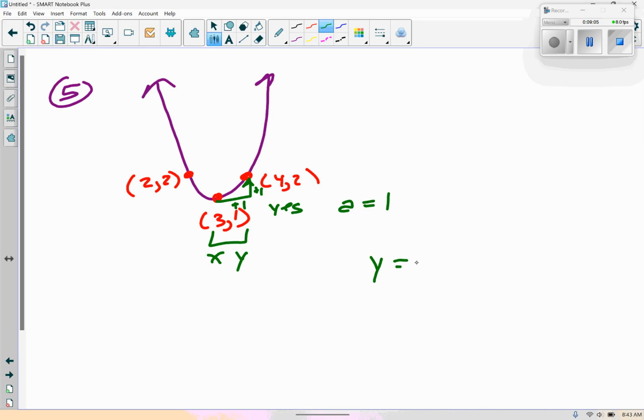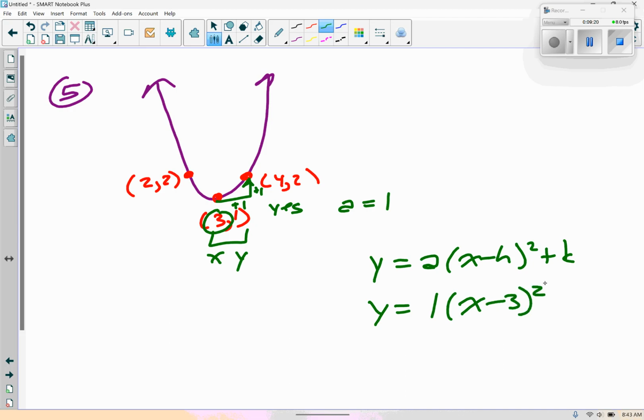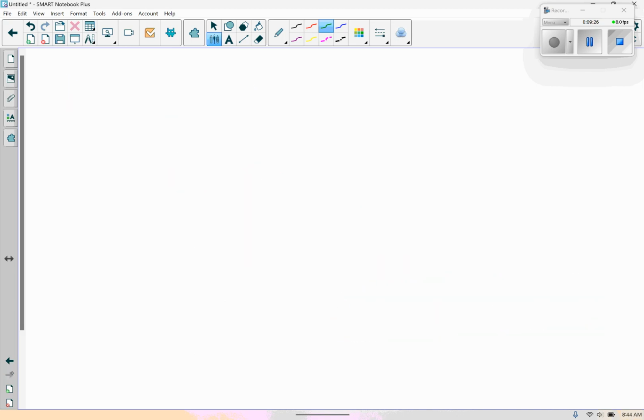So my vertex is this. So if I plug into this equation, we said our a value is 1 because the pattern graph is right 1, up 1. And we're going to go x. See this value here, it's a positive 3. Well, it's going to be a negative 3 there. See this value here is a positive 1. That stays positive 1. So this is my equation. Number 6, we have an upside down parabola.